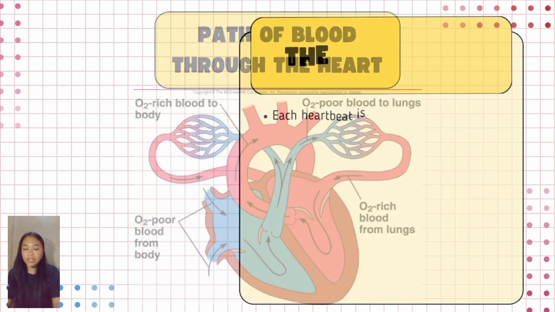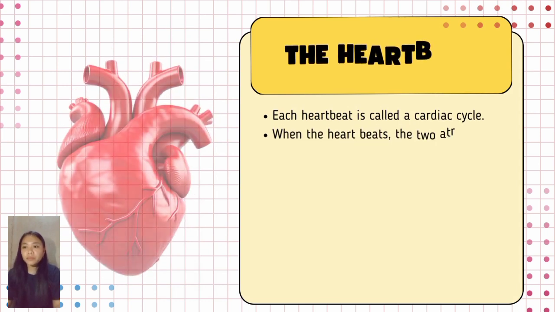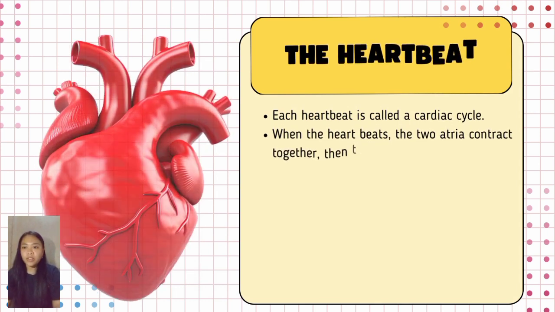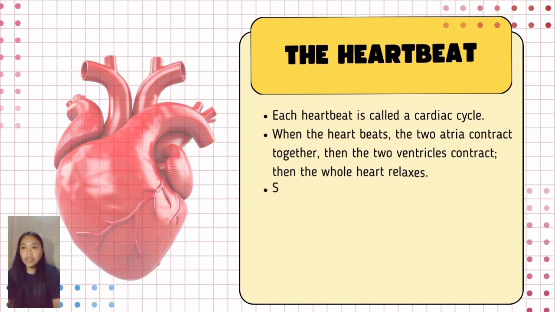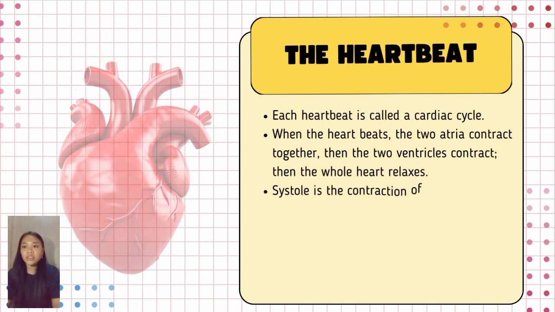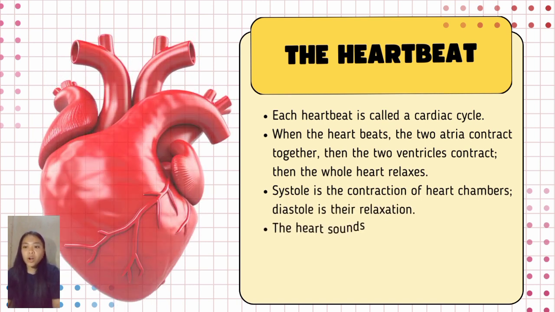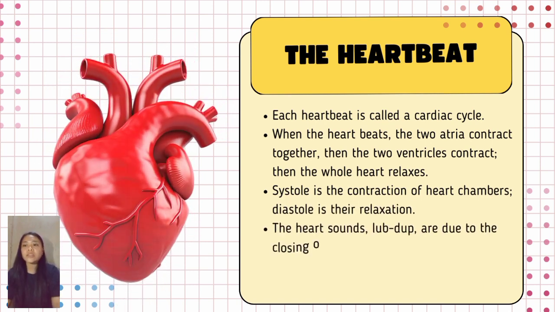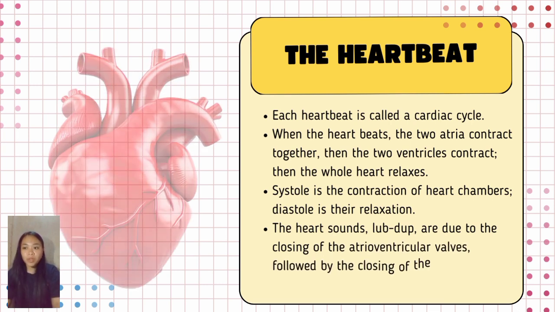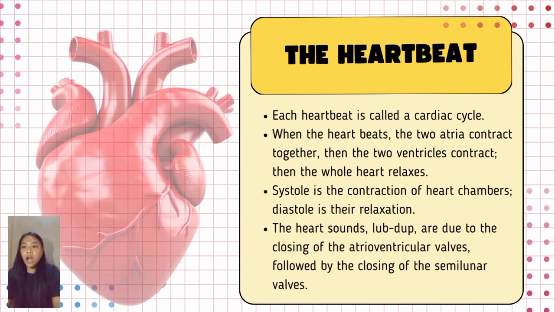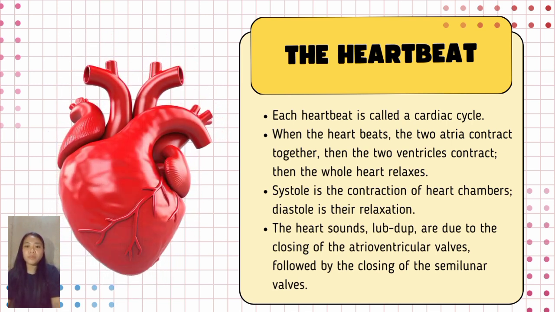Now, what is a heartbeat? Each heartbeat is called a cardiac cycle. When the heart beats, the two atria contract together, then the two ventricles contract, then the whole heart relaxes. Systole is the contraction of the heart chambers. Diastole is their relaxation. The heart sounds, lub-dup, are due to the closing of the atrioventricular valves, followed by the closing of the semilunar valves.